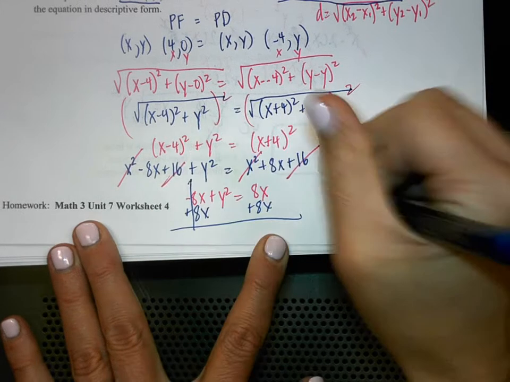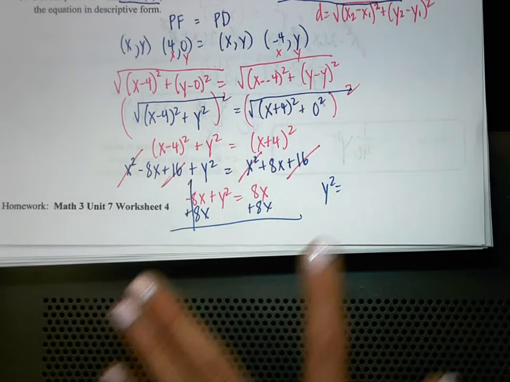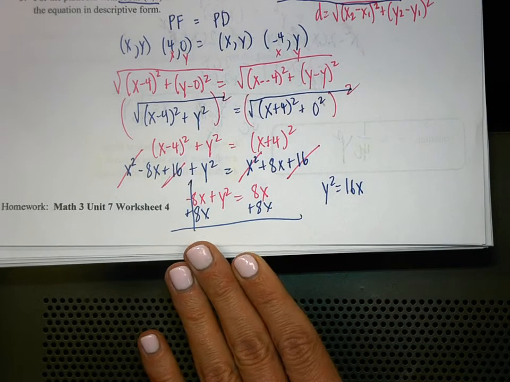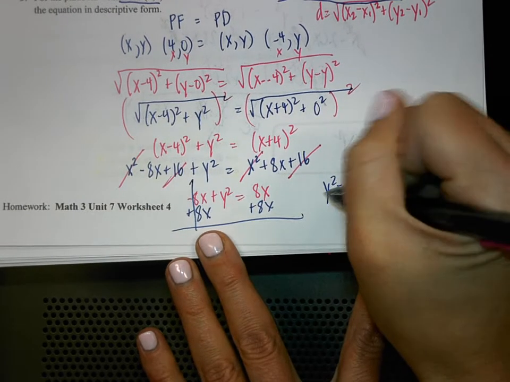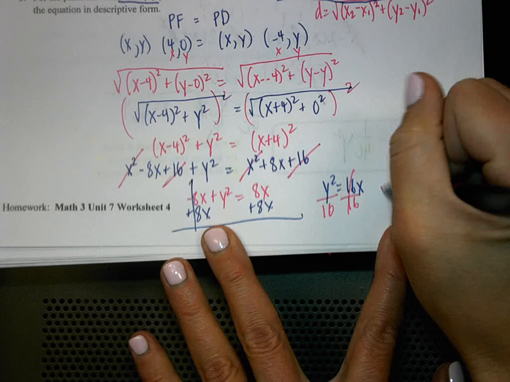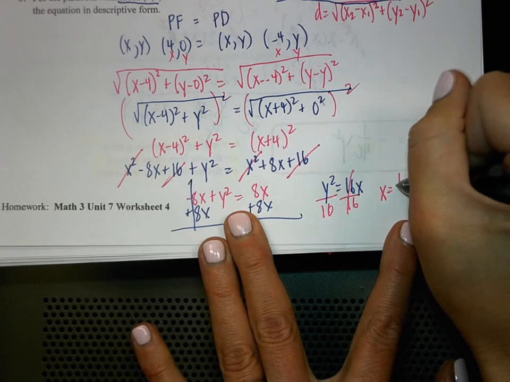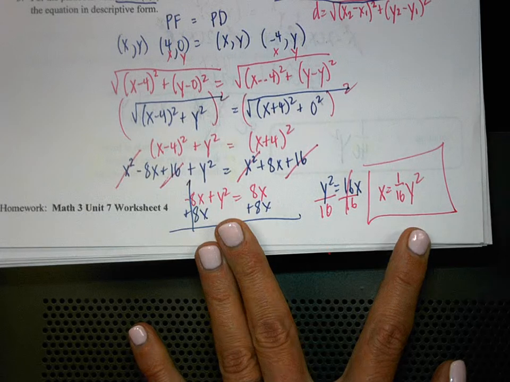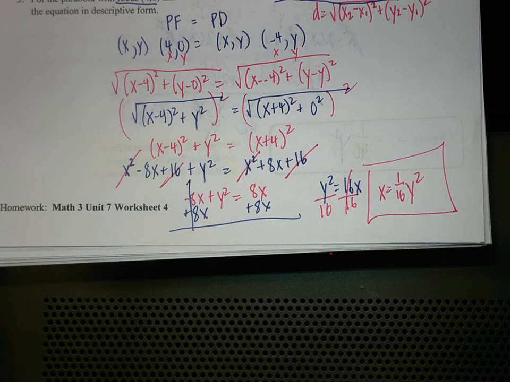We have y squared equals 16x, and the last step would be to do what? Very good. And so x equals? 1/16 y squared. Perfect. x equals 1/16 y squared, and now you will have your equation. Any questions?